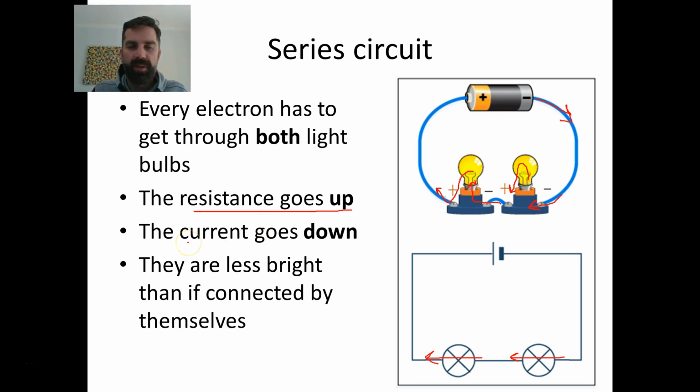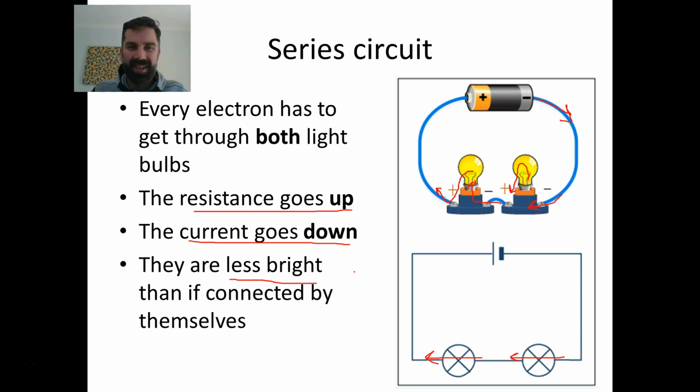Now we know that if the resistance of the circuit goes up, then the current going through the circuit is going to go down. Now if there's less current, the light bulbs aren't going to be as bright. So those light bulbs are going to be less bright than if you just connected them individually to the circuit.